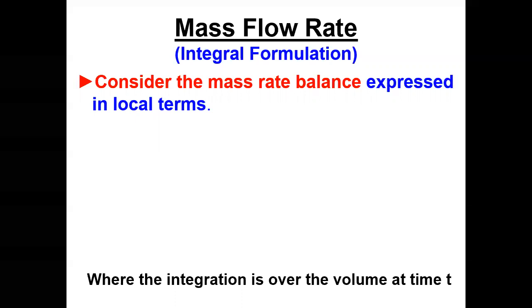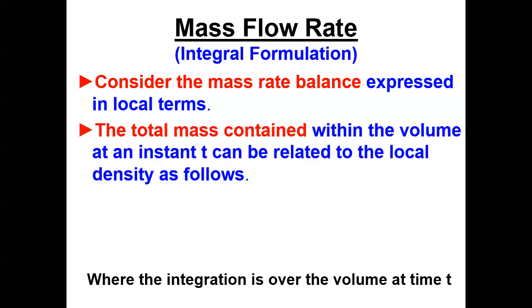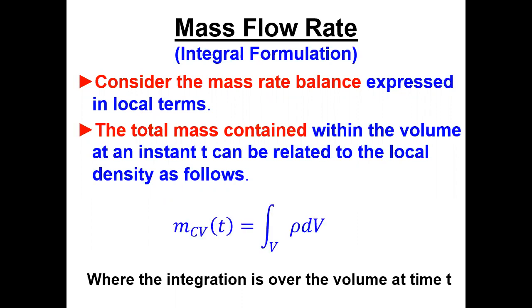So we want to consider the mass rate balance expressed in local terms, and by local terms that means that things can change across that inlet or within that control volume. It's just that they're constant with position. The total mass contained within the volume at any instant t, so this is evaluated at some point t in time, can be related to the local density as follows. And that's why we call this the integral formulation, because everything winds up to be an integral. That makes pretty much sense.